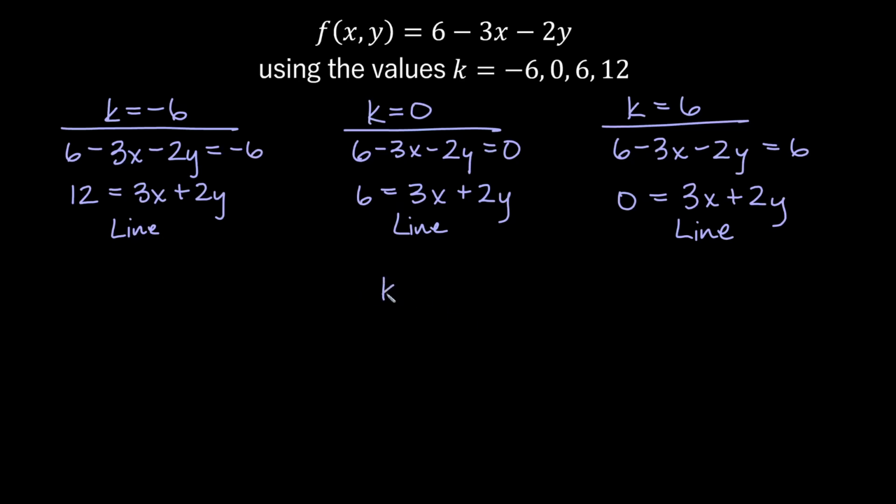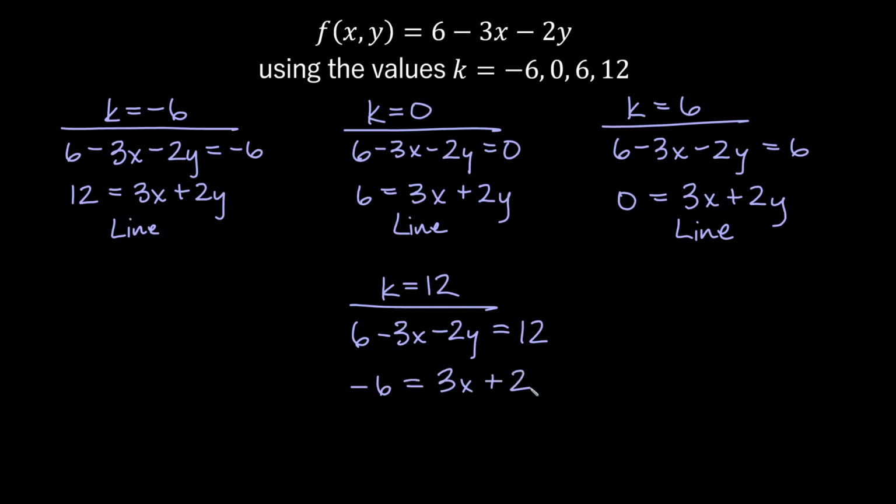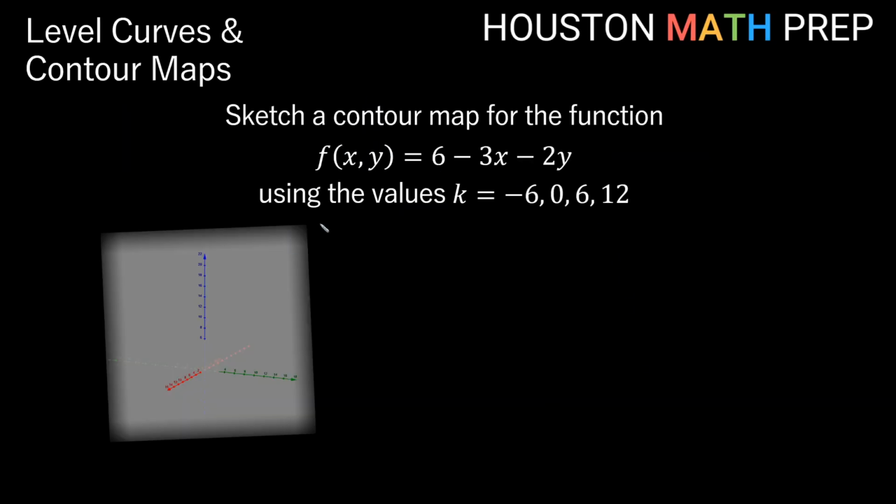Let's look at our last one, our level curve where z is equal to 12. So k equals 12 here, we get 6 minus 3x minus 2y equal to 12. If I subtract the 12 over, now I'm getting negative numbers here, right? I'm getting -6 is equal to 3x plus 2y. You can see we're going to start getting some negative intercepts there, so we move out of quadrant 1, I think, with our line.